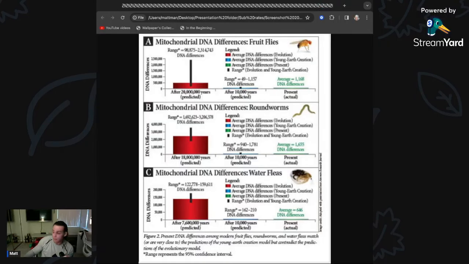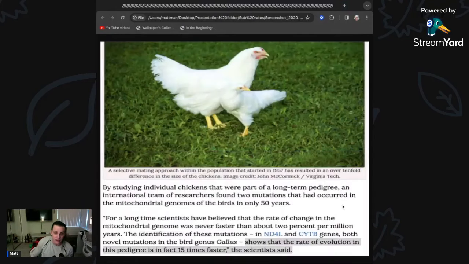Nathaniel Jensen pulled up studies that were done on fruit flies and worms. And what is this thing? A water flea. The rates are fast. The mutation rate's rapid in all of these different things. They did a pedigree rate on chickens. It's the exact same thing as humans, 15 times faster than it should be.